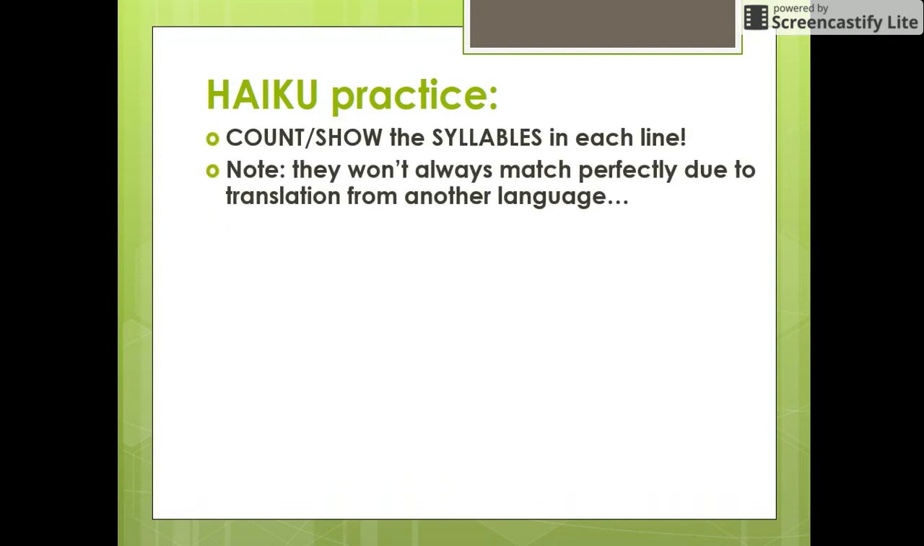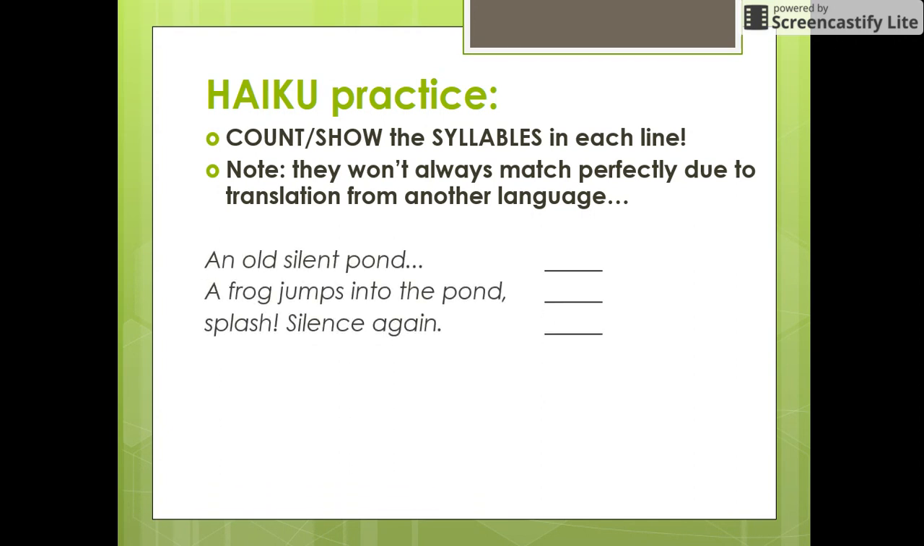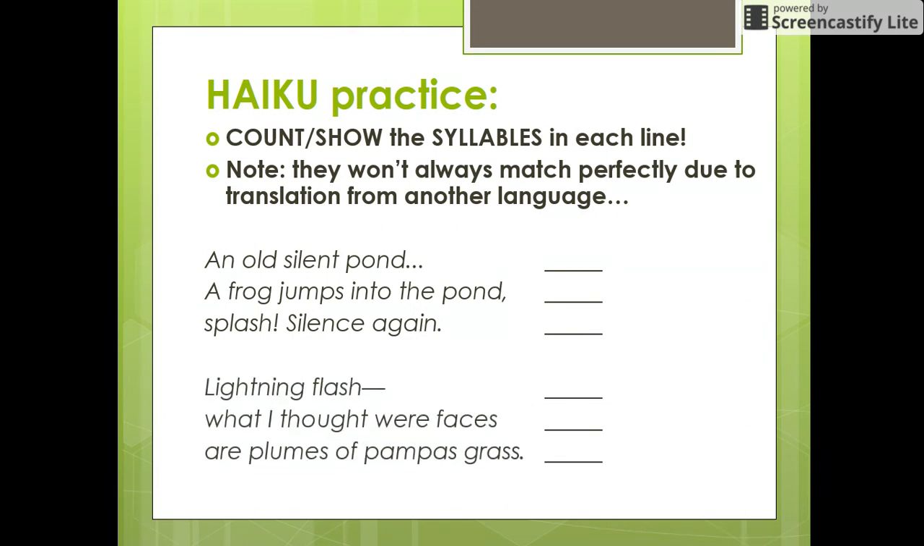So for this little practice, actually count out the syllables in each line. Show them if you need to. You could draw slash marks on your paper. Please remember they won't always match perfectly due to translation. Here's your first example. An old silent pond. A frog jumps into the pond. Splash. Silence again. And the second example, lightning flash. What I thought were faces are plumes of pampas grass. So count out the syllables on each line.